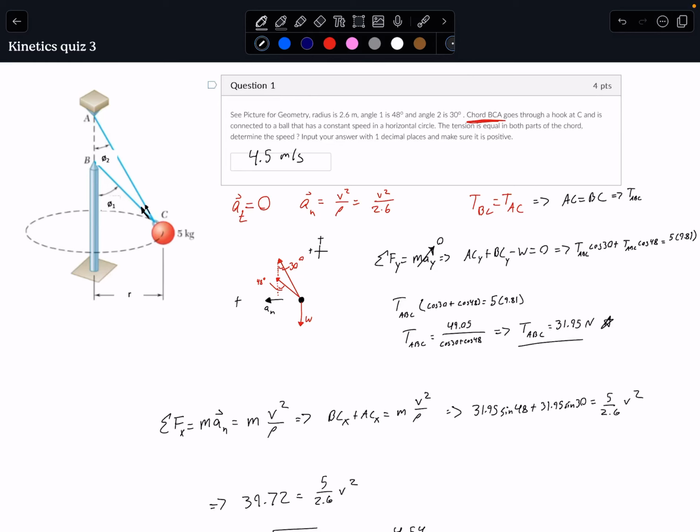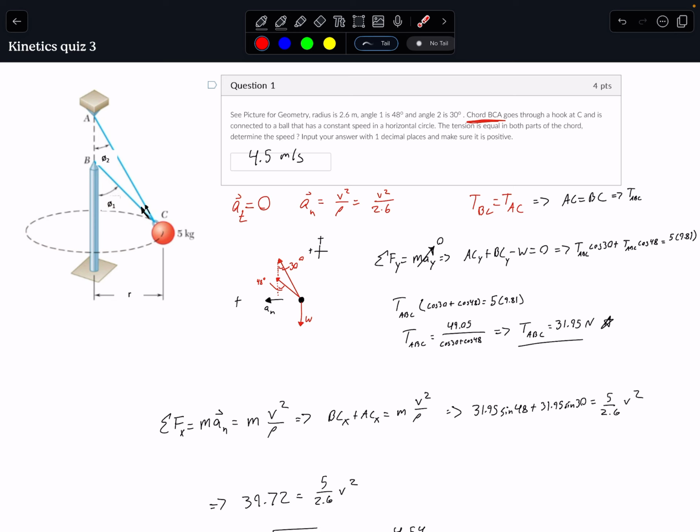Okay, so here we have Kinetics Quiz 3. One question. Here's our geometry, kind of a tetherball type of thing. Not just one chord, two chords. And it is staying at a constant speed, going in a horizontal circle. So that means that it is not gaining or losing any elevation. It is just constantly going around a flat plane.